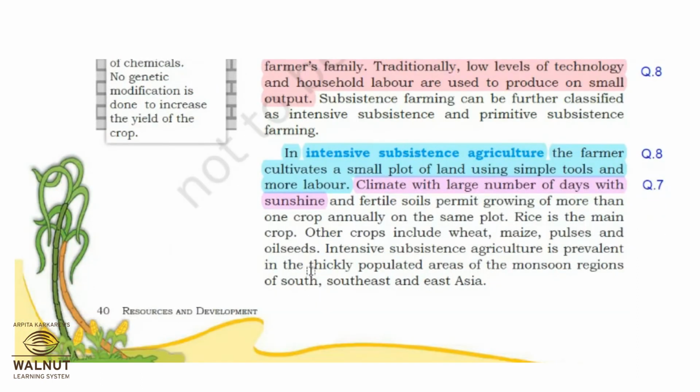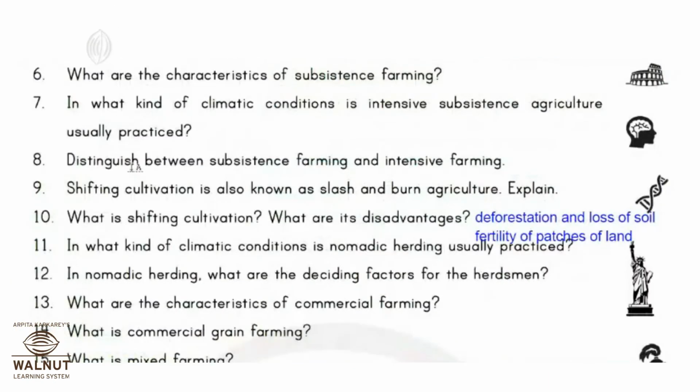And in this paragraph, you will get to know some of the characteristics of intensive subsistence farming. So fertile soils permit growing of more than one crop annually on the same plot. So rice is the main crop, and other crops include wheat, maize, pulses, and oilseeds. Intensive subsistence agriculture is prevalent in the thickly populated areas of the monsoon regions of South, Southeast, and East Asia. Okay, so question number 7 is also clear here. Then we'll move ahead with question number 8.